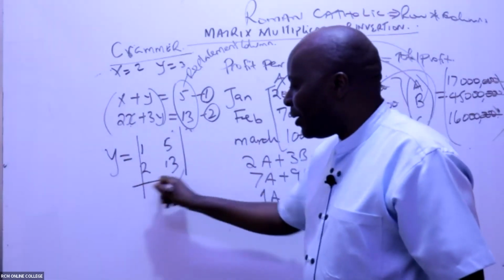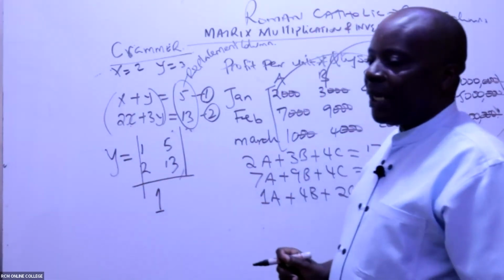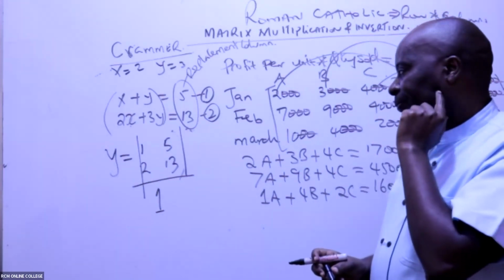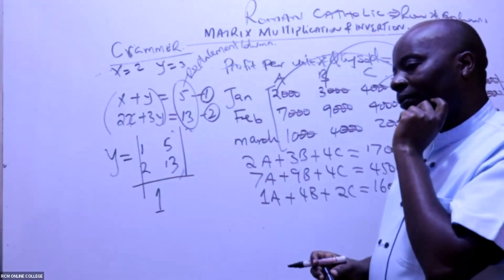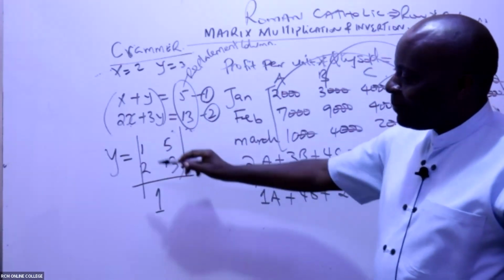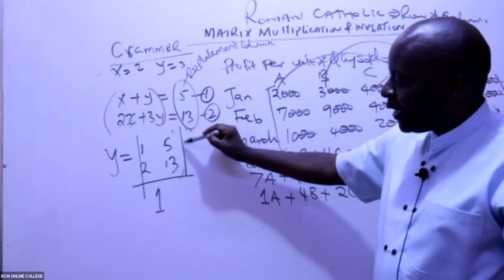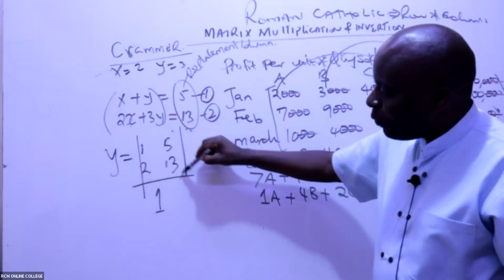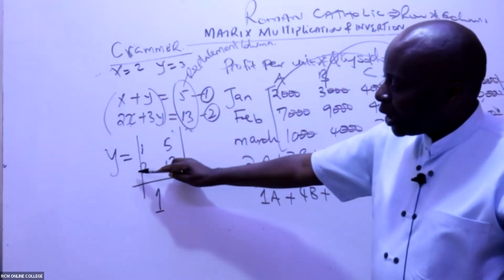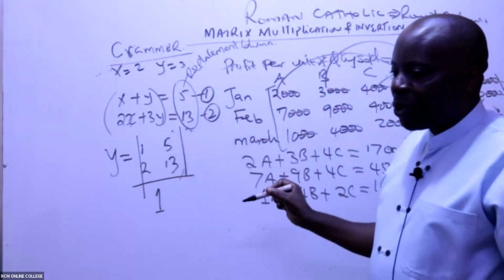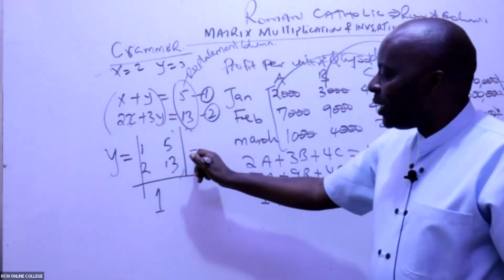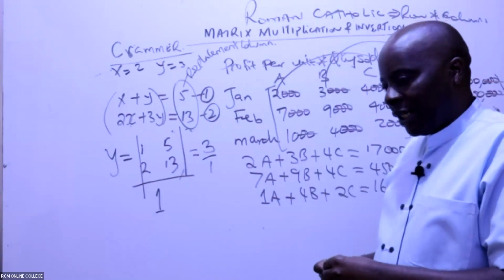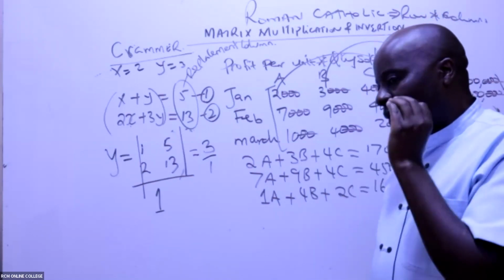Now we shall divide these by the determinant of the base. Is there somebody who is able to give me the determinant? Whenever you see these two strokes over these lines, it means that we get the determinant. So determinant will be product of primary 13 minus product of secondary 10. So 13 minus 10 gives me 3. 3 divided by 1 gives me 3. So y is 3.